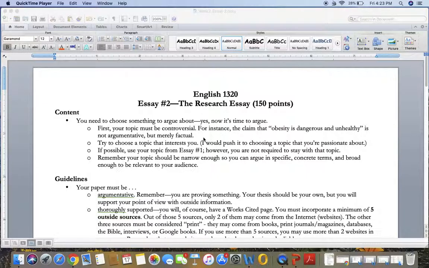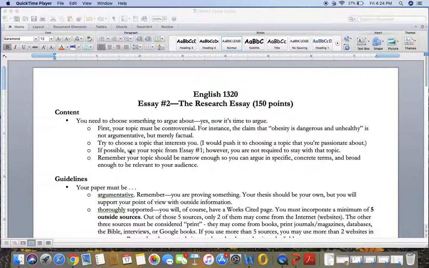This is an argumentative research essay. So you must obviously have a controversial topic. That might seem a little obvious, but sometimes students struggle with that and they want to make statements like, child abuse is wrong, or I have the example here, obesity is dangerous and unhealthy. Well, those are factual statements that most people would agree with. Your claim should be one that there are people who agree with you and several people who disagree with you. It should be at least a two-sided issue.